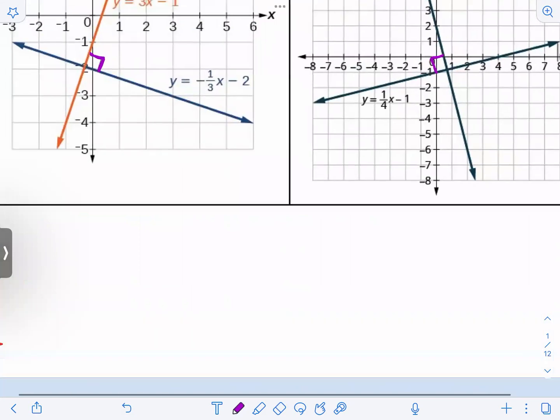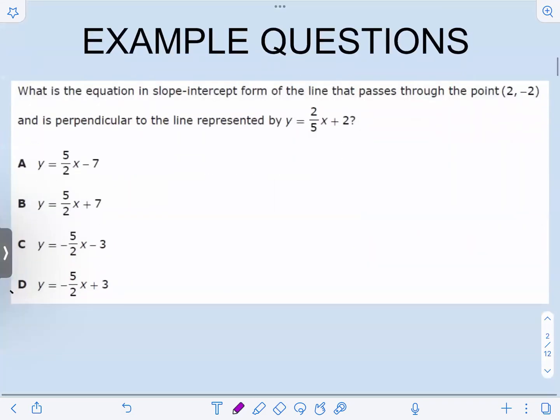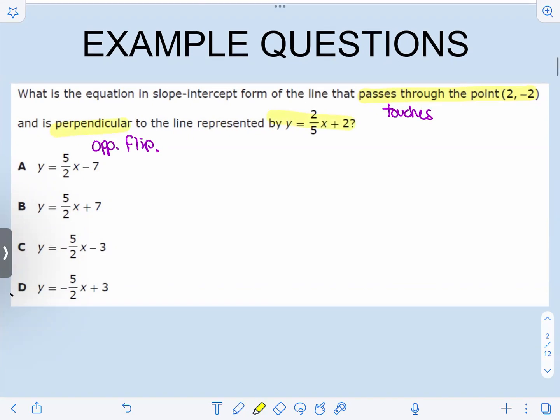Okay, so let's look at some example questions with perpendicular equations. It says, what is the equation in slope-intercept form of the line that passes through the point (2, -2) and is perpendicular to the line represented by y equals 2/5 x plus 2? So two important pieces of information. I need an equation that touches this point, (2, -2). Passes through just means touches this point. And when I see the word perpendicular, I think opposite flip: I change the sign and flip the fraction.